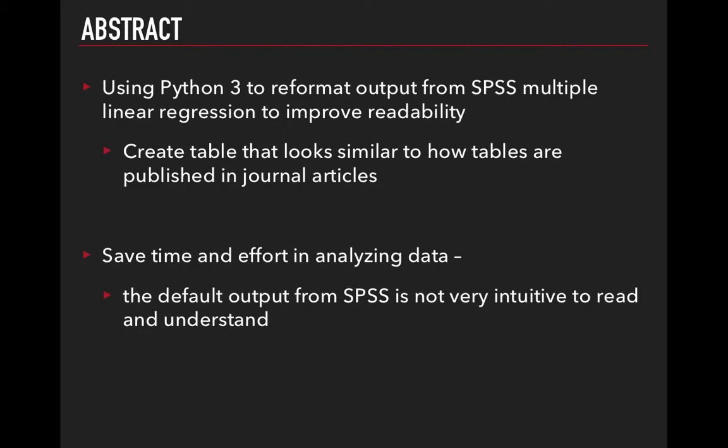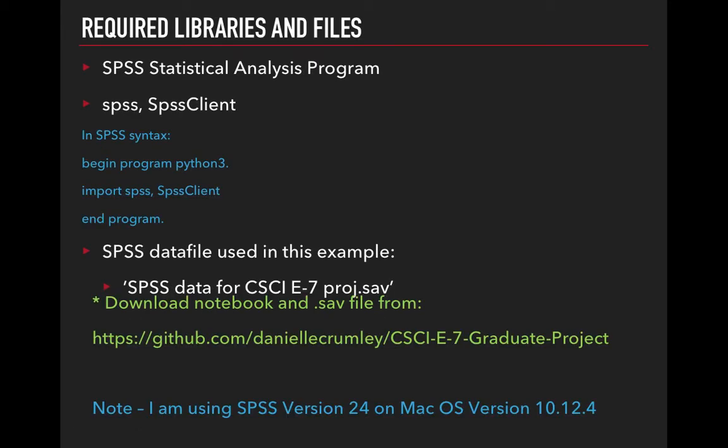So just going into a little bit of what I'm going to be doing in this video. As I said, I'll be using Python 3 to reformat the output from an SPSS multiple linear regression analysis. So SPSS is a statistical analysis program, and it can run this specific type of statistical analysis, and it produces output. But the output's very long and in a bunch of different tables. So the whole idea here is just to generate a table using Python 3 syntax that is easy to read and understand. So an improvement upon the raw output, hopefully.